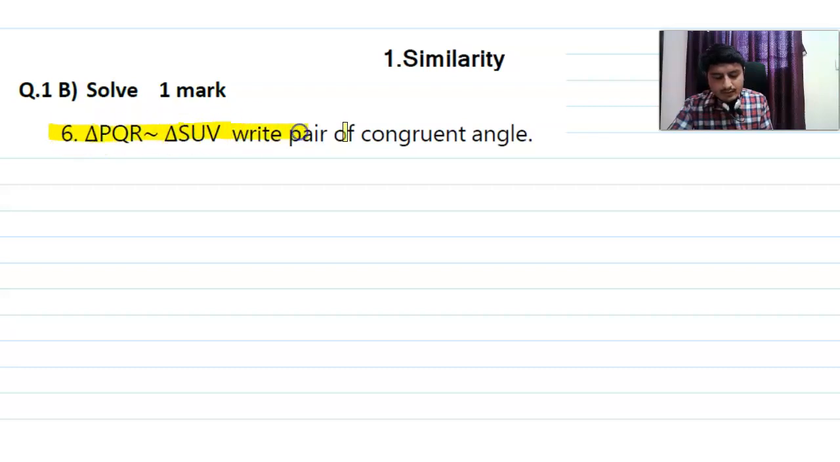Triangle PQR is similar to triangle SUV. Write their pairs of congruent angles. So here we are given that triangle PQR is similar to triangle SUV. Look at the vertex correspondence first. Vertex P corresponds to vertex S. Vertex Q corresponds to vertex U. And at the end, vertex R corresponds to vertex V.